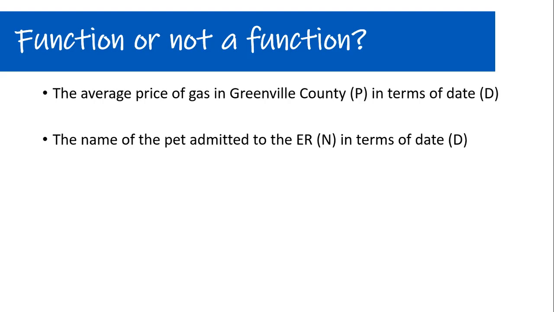Now, what about the name of the pet admitted to the ER in terms of the date? What do you think there? This is not a function because on a given date, we could have multiple names of pets admitted to the ER. In fact, I'm sure most days have more than one pet admitted to the ER, right? So one date, so one X value, is going to be associated with multiple names of the pets.